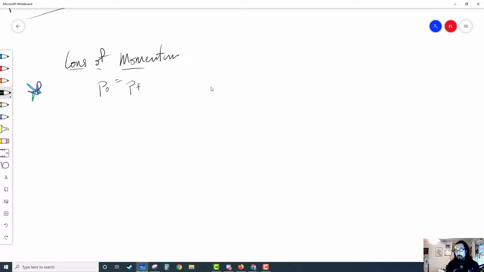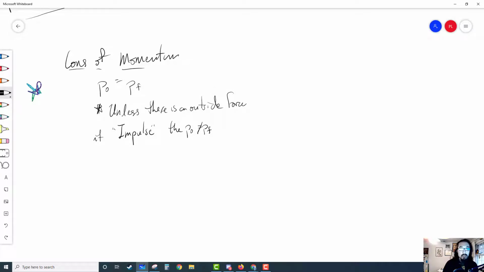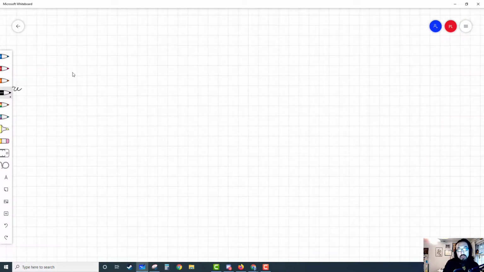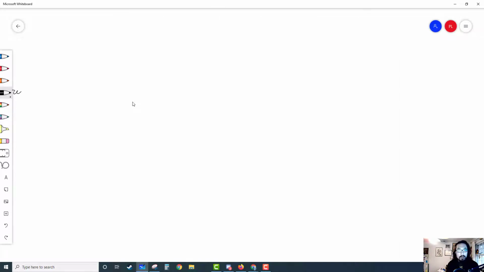Now, before we go into the variables for rotational momentum, there's also this caveat, right? An object in motion stays in motion, an object at rest stays at rest unless there is an outside force. Now, when we were talking about linear momentum, that outside force that changes the momentum was called impulse. So if there was an impulse acting on the system, that means your momentum changes. So if impulse, then P initial does not equal P final. And that was the big idea behind the momentum unit. So the same ideas hold true for rotational momentum. So the conservation of rotational momentum.